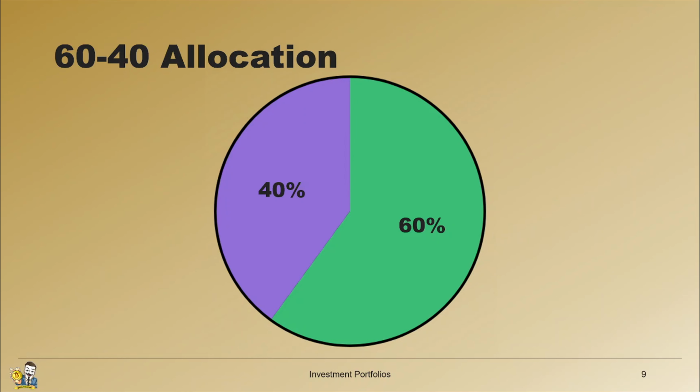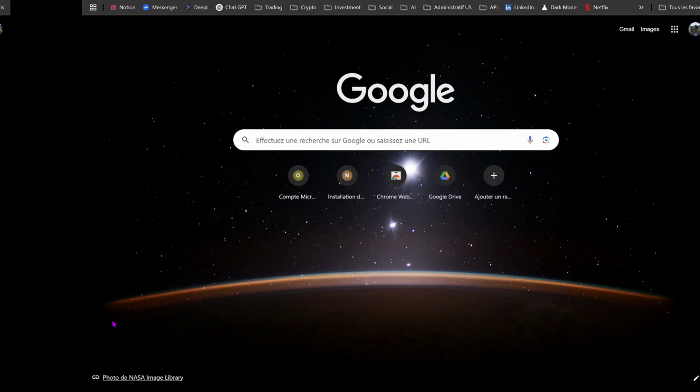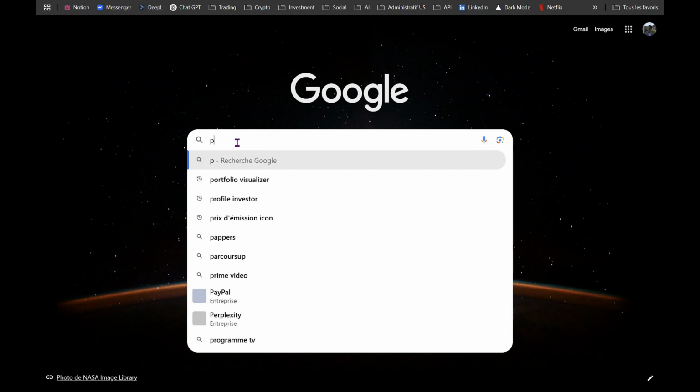Let's look at the 60-40 allocation. As the name suggests, the portfolio is split into 2 parts. Stocks make up 60% of the portfolio, and intermediate bonds represent the remaining 40%. Intermediate bonds are bonds with maturities ranging from around 3 to 10 years. Let's analyze the return of this portfolio.